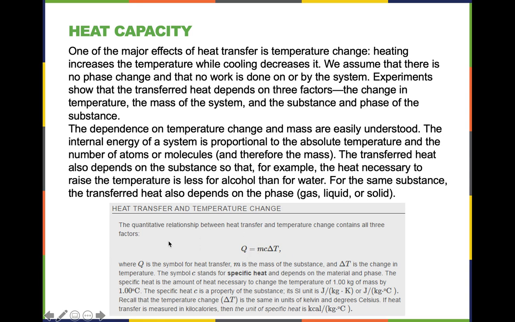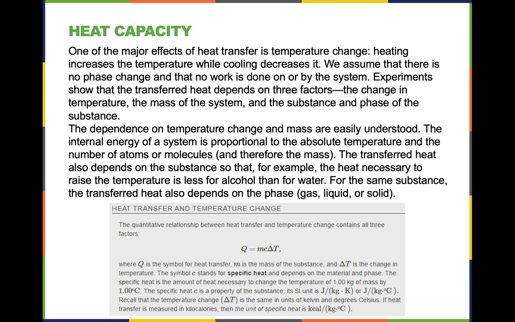So down here we have our equation for heat transfer. You have Q equals, well, your Q is your heat transfer, your M is your mass, your change in T is the change in temperature, and your C is your specific heat. And that depends on each material and each phase.